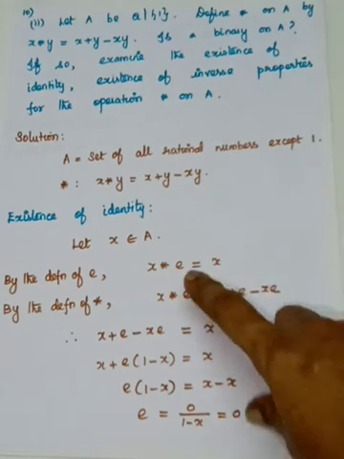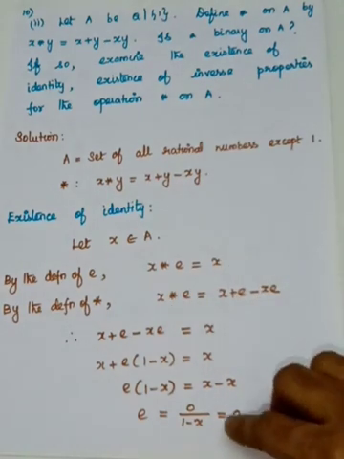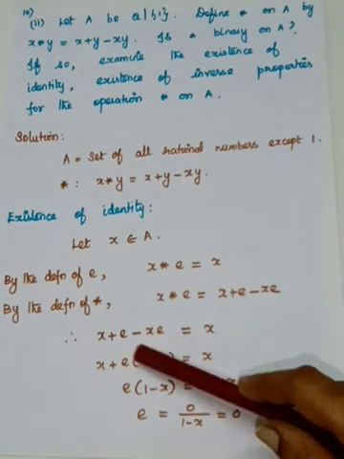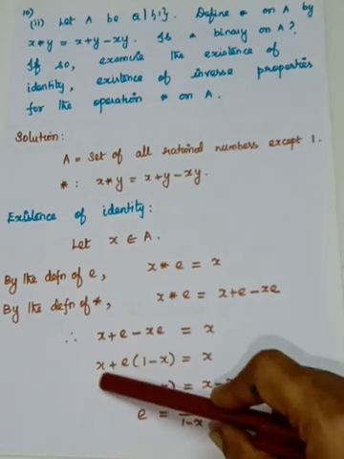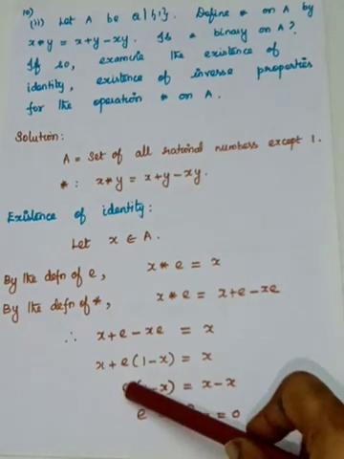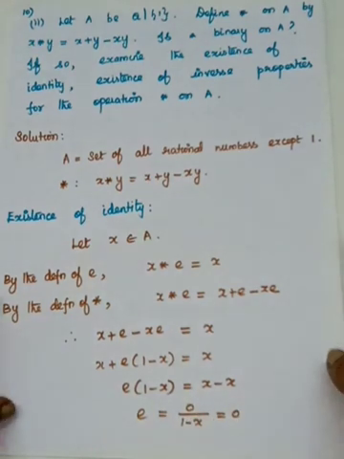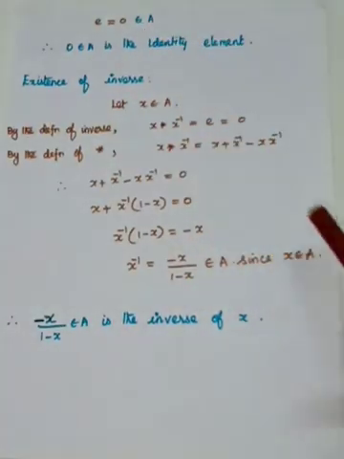So it is XE. See, the left hand sides are equal, so the right hand sides should be equal. So X plus E minus XE is equal to X. So from these two terms, if you take E as common, it is 1 minus X. Okay, so the X, if you bring it to the right hand side, it is minus X. So X minus X is 0. So here E is equal to 0 by 1 minus X. 0 by 1 minus X is 0. So this 0 belongs to where? It belongs to A because it is a rational number, it is not equal to 1. So therefore 0 belongs to A, and it is the identity element.